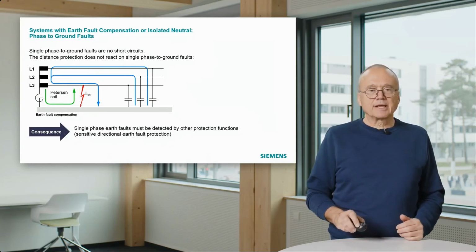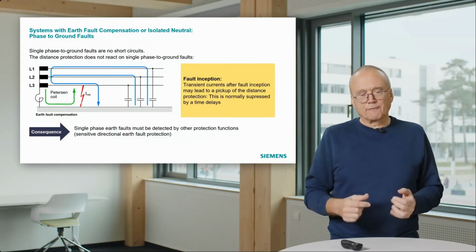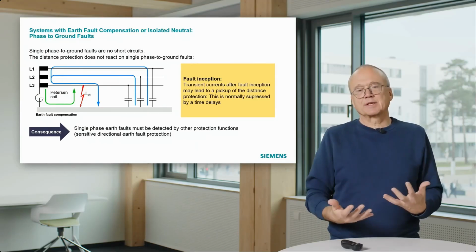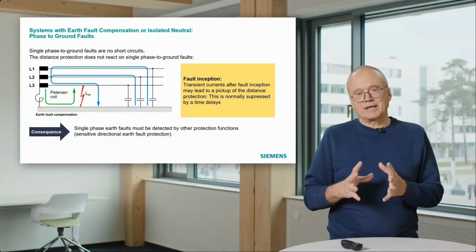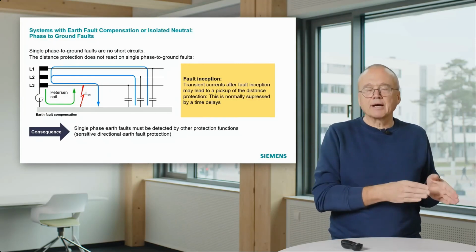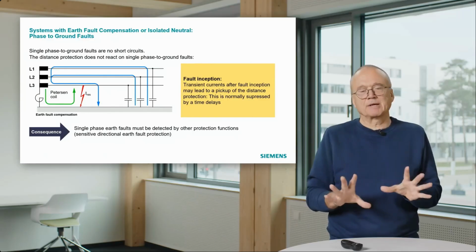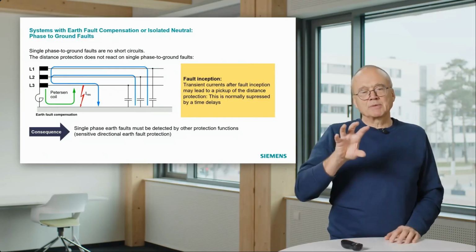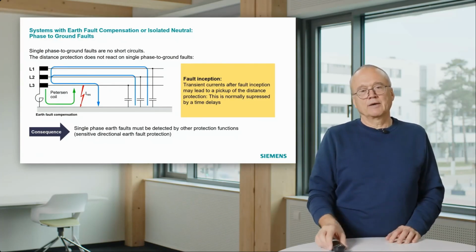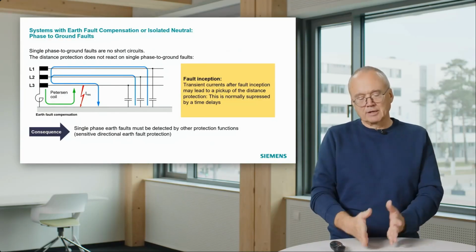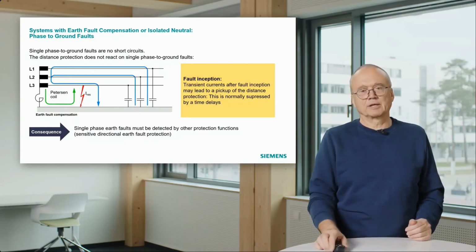One thing we have to take into account is that at fault inception we have some transients going on in the beginning of such a fault, and these transients can lead to a pickup of a distance protection, and that has to be avoided because the distance measurement doesn't work in these cases. That means normally a distance relay which is applied in such a network will have a certain timer to suppress these transients at the very beginning.